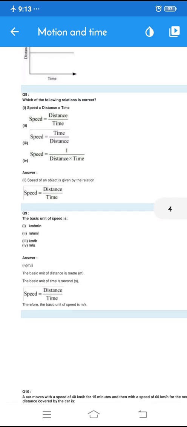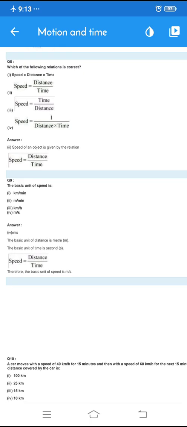So let's go for the next question, question number 8. Which of the following relations is correct? Speed is equal to distance by time. Yes, correct. Speed is equal to time by distance. Is it correct? Wrong. Speed is equal to 1 by distance into time. Wrong. So the correct formula is speed equal to distance by time.